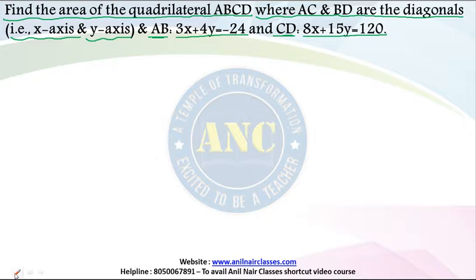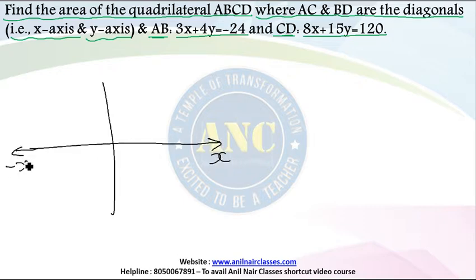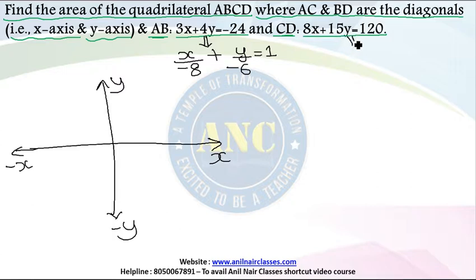Now see here, sir. Let me represent it by a coordinate axis. This is the positive x-axis, this is the negative x-axis, the positive y-axis, this is the negative y-axis. The third equation can be written as 3x plus 4y is equal to minus 24. If I divide by minus 24 on both sides, this becomes x divided by minus 8 plus y divided by minus 6, it is equal to 1. Similarly, the fourth equation, 8x plus 15y is equal to 120. This is x divided by 15 plus y divided by 8, it is equal to 1.